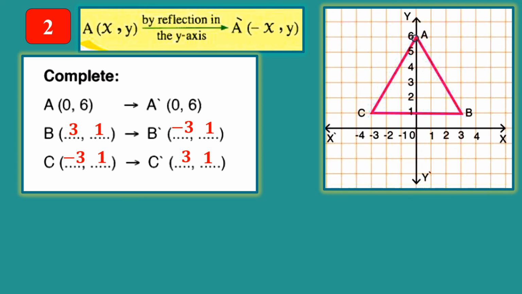Now draw the image A dash, B dash, C dash. (0, 6) is A dash. (-3, 1) is B dash. And (3, 1) is C dash.